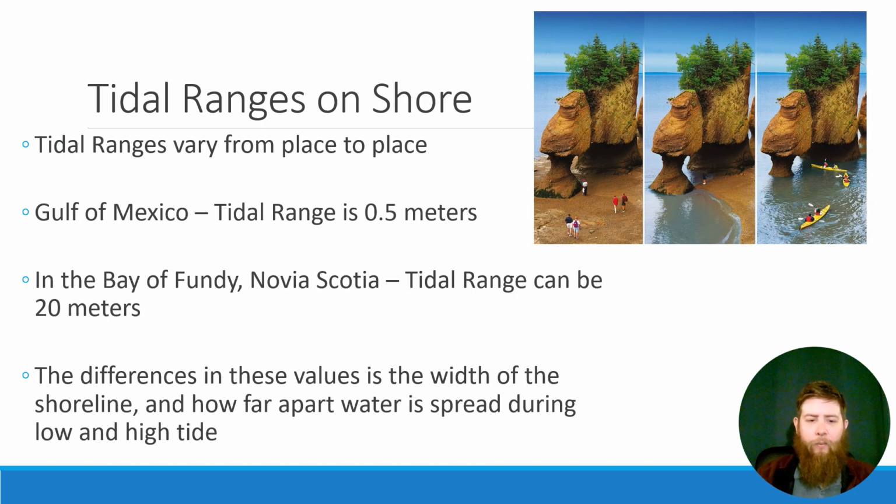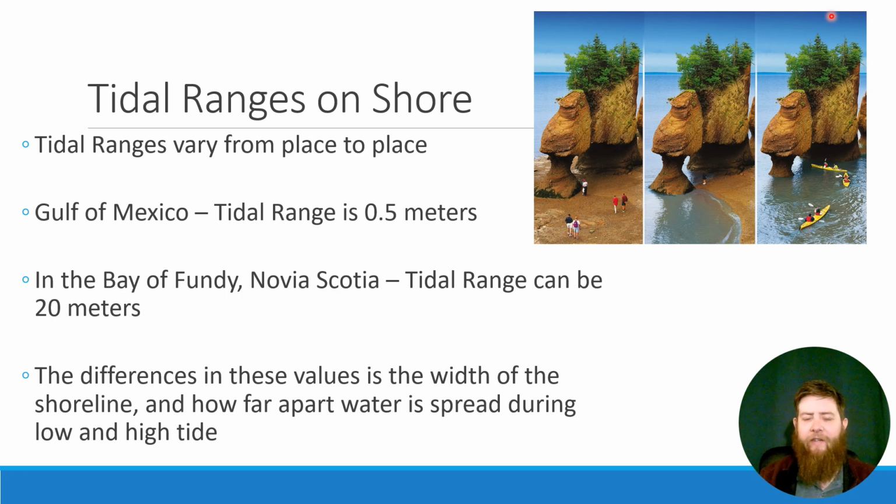If you're spending any time on a coastline, you're going to be interested in the tidal range on shore. They vary from place to place. If you're in the Gulf of Mexico, where you have a really broad beach, the tidal range is 0.5 meters. If you're back here in the Bay of Fundy, which we've already talked about and introduced in Nova Scotia, your tidal range can be 20 meters difference from way down to way up.